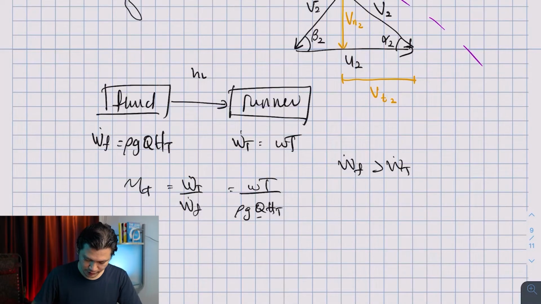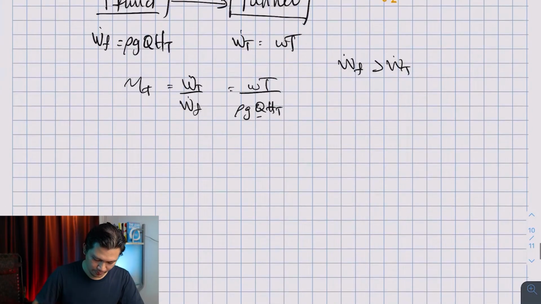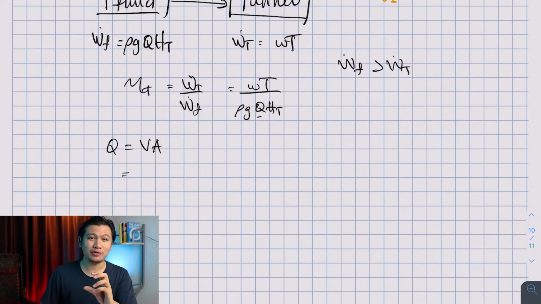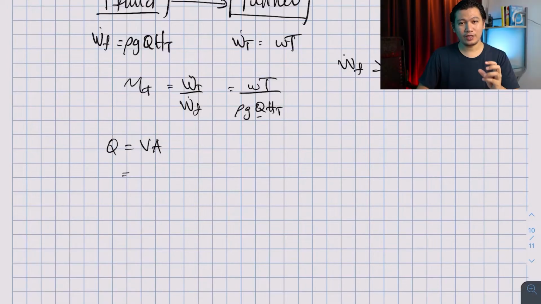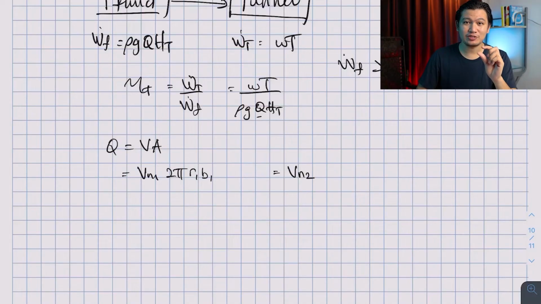Let's say we want to find out what Q is. Based on the velocity triangle at inlet and exit, you know that Q is simply velocity times area, and the velocity must be normal to the inlet or exit surface of the runner. So the velocity, if you are looking at inlet, has got to be Vn1, or if you are looking at exit, it has got to be Vn2, and the area, similar to the pump, is 2 pi R1 B1. B is the thickness or width of the runner. If you are looking at exit, this is 2 pi R2 B2.